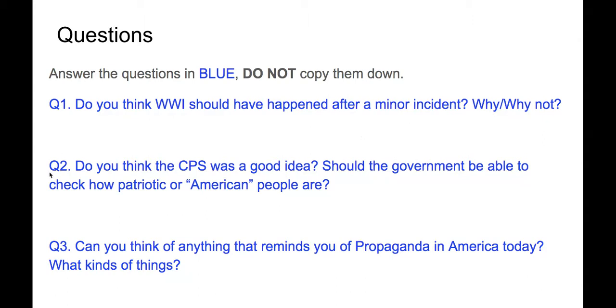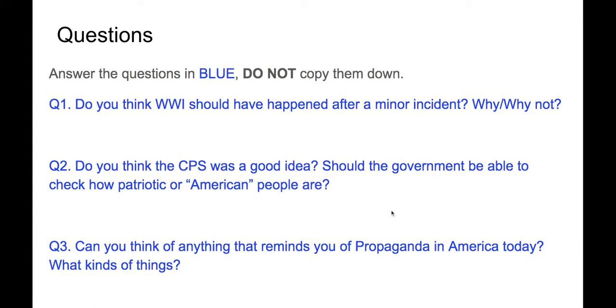Okay, now question number 2. Do you think that the CPS, the Commission of Public Safety, was a good idea? Should the government be able to check how patriotic or American people are? Remember, the CPS was the group that made laws that forced people to help the war, right? So do you think CPS was a good idea?